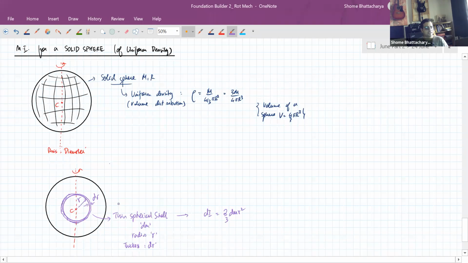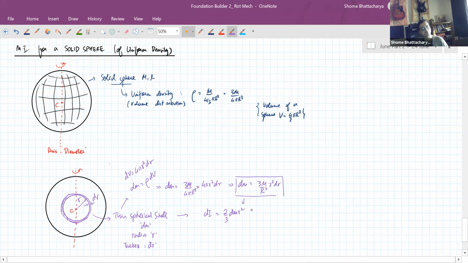Now what about the dm? This thin shell's mass will become density into its volume. And the volume of the shell will become surface area into thickness. So dm will be replaced with density from above, 3M upon 4 pi R cube, into its volume, which is surface area 4 pi r square into thickness dr. So that gives its mass as 3M upon capital R cube into r square dr.